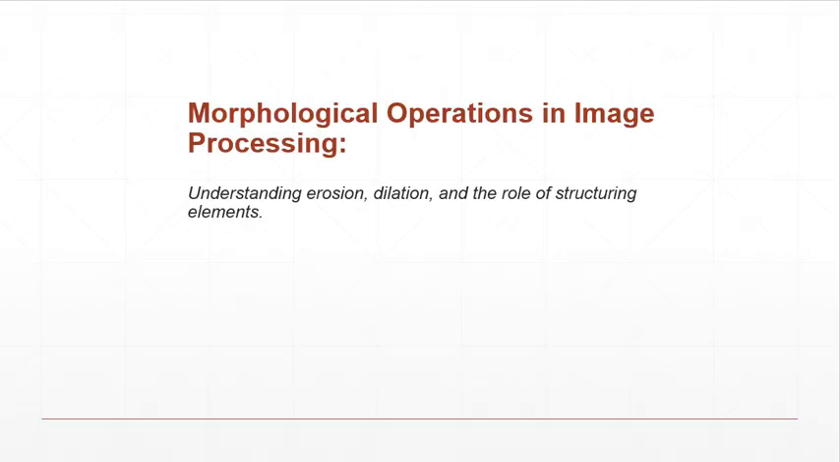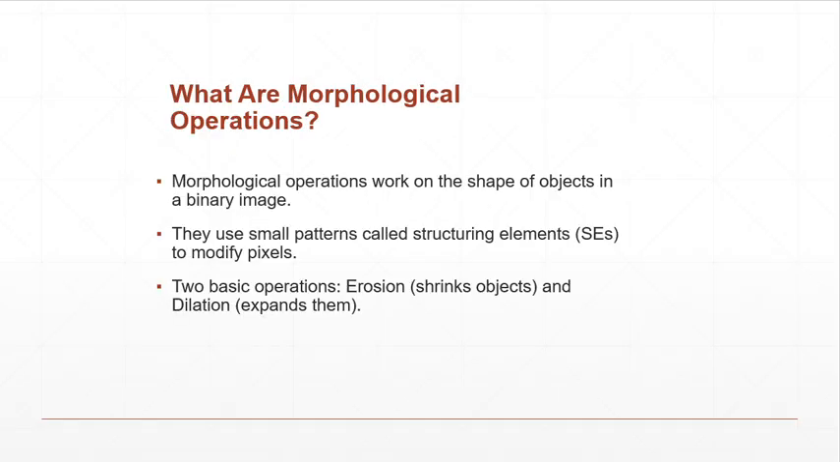In this video, we'll explore morphological operations, powerful tools to process shapes in binary images. Morphological operations help us analyze object shape. Erosion removes pixels from boundaries while dilation adds pixels to them.